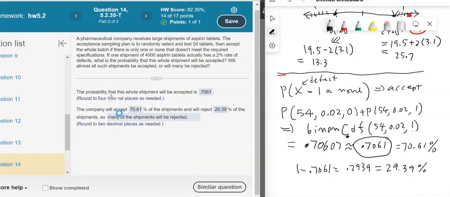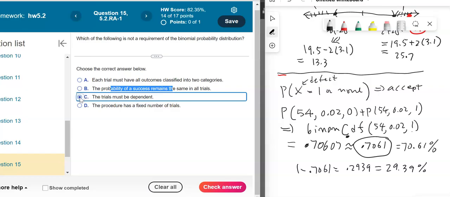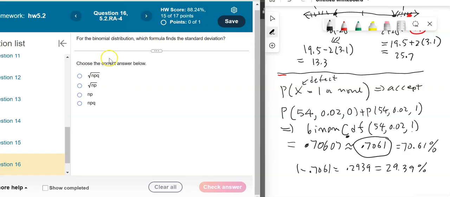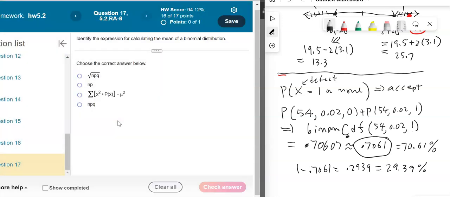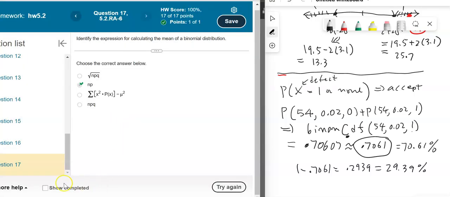Okay. All right. Now, which of the following is not a requirement of binomial probability? Each trial must have outcomes classified as yes or no. The probability of success remains the same. Trials must be independent, not dependent. Now find which formula is the standard deviation: definitely the square root of NPQ. We just did that. The mean is NP. Okay, I think that's the end of it.